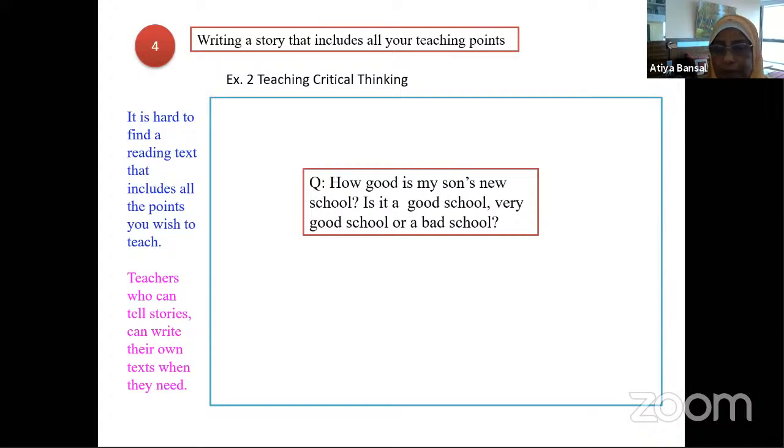Now I want responses. Is it a good school, very good school, or a bad school? Good school, they say. What do they say, sister? They say good school. It's a good school, very good. Yeah. Anyone else? Any difference of opinion? And all the answers are good school.